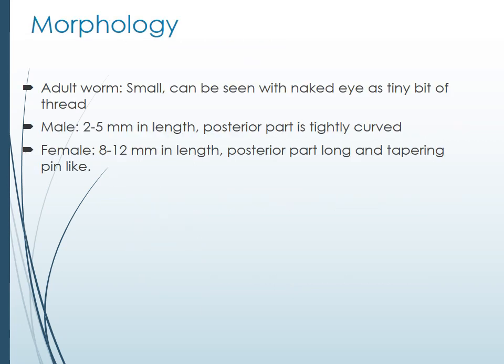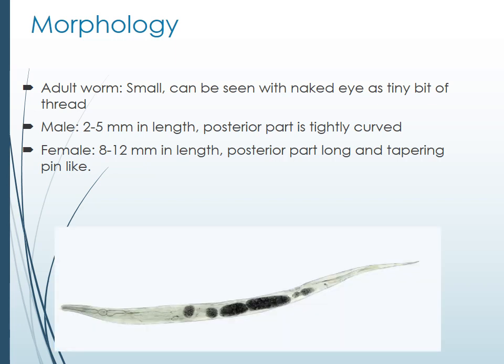If we see the morphology, the adult worm is small but can be seen with naked eyes. The male, just like in the other intestinal nematodes, is smaller. The length is around 0.5 centimeter, while the female is around 1 centimeter. So this is its morphology. You can see here its mouth, and it has this bulbar esophagus.